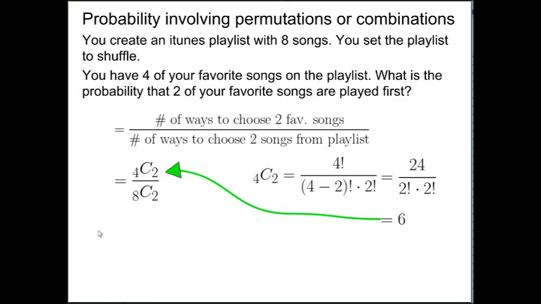What we need to do next is figure out what 8 choose 2 is. I'm not going to run through the steps because I think you guys can do that yourselves. You have a lot of practice with that. But what we do get is a fraction of 6 over 28 as our probability. As a decimal, that is 0.214. So the probability that I'm going to play 2 of my favorite songs first is 0.214, or 21.4%.